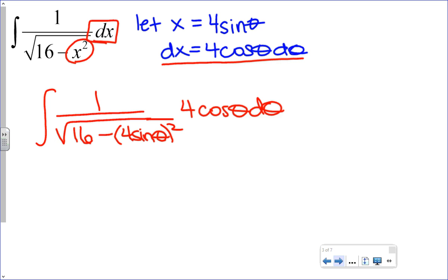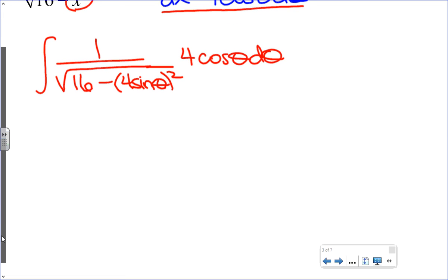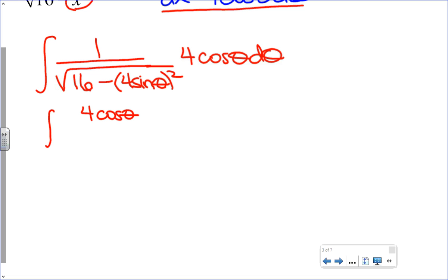Okay, this is kind of, it hurts my eyes to look at a little bit. Okay, let's make it look a little bit nicer. So we have 4 cosine theta in our numerator, and in our denominator we have the square root of 16 minus 16 sine squared theta, d theta.